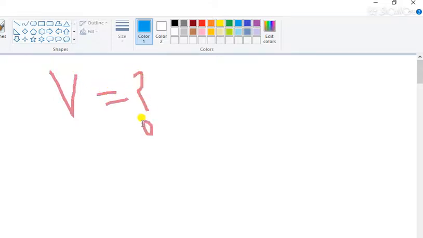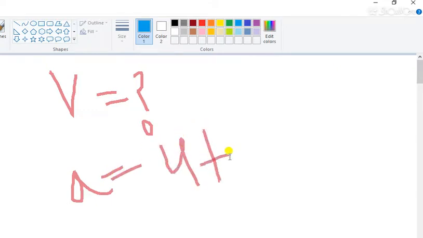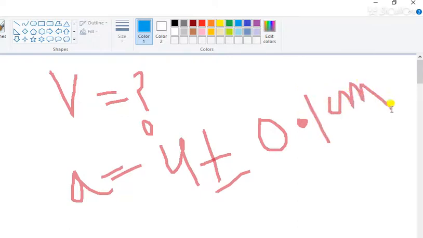and the side of cube is given, the side of cube is 4 plus minus 0.1 centimeter. So you have to find the answer of this question and send it to me in the comment box, or you can send it to my number.